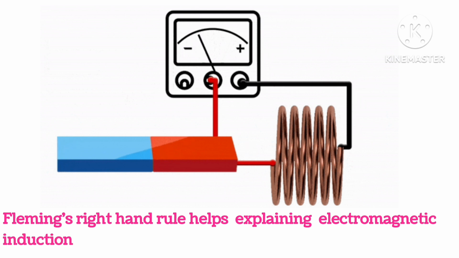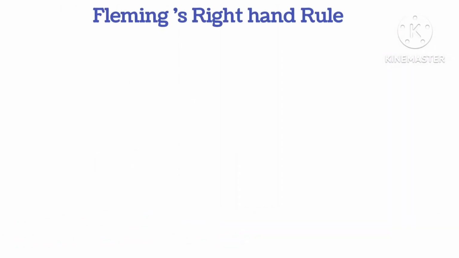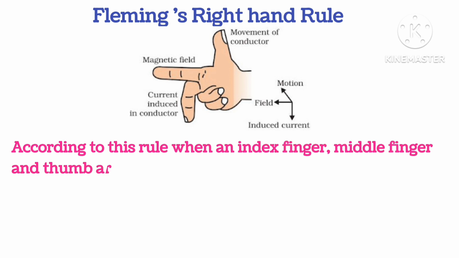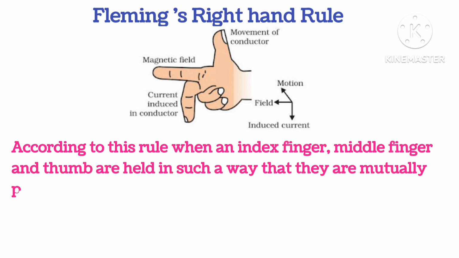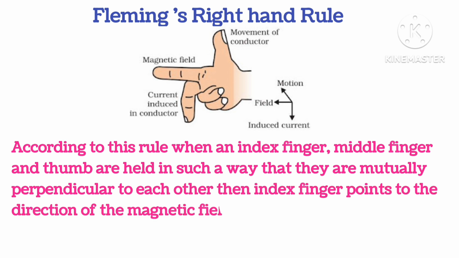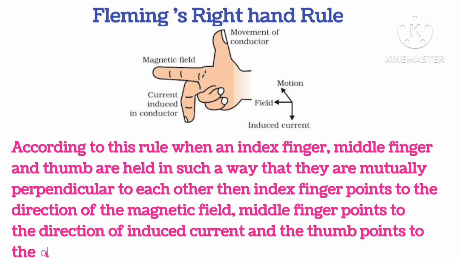Fleming's right-hand rule helps explain electromagnetic induction. According to this rule, when the index finger, middle finger and thumb are held in such a way that they are mutually perpendicular to each other, then the index finger will point in the direction of magnetic field, the middle finger points in the direction of current induced, and the thumb will point in the direction of movement of the conductor.